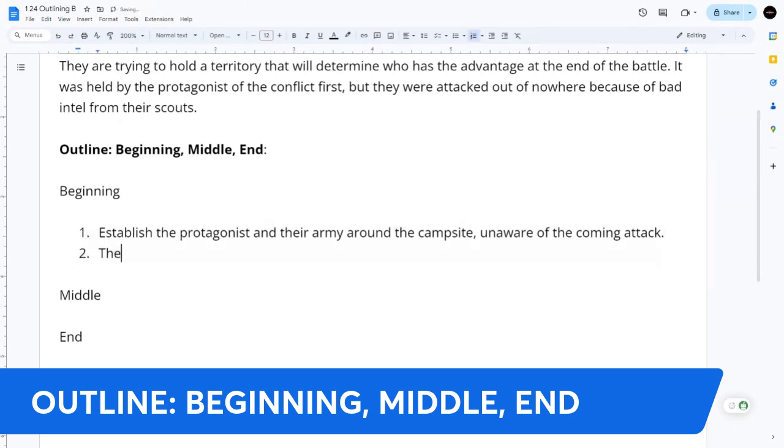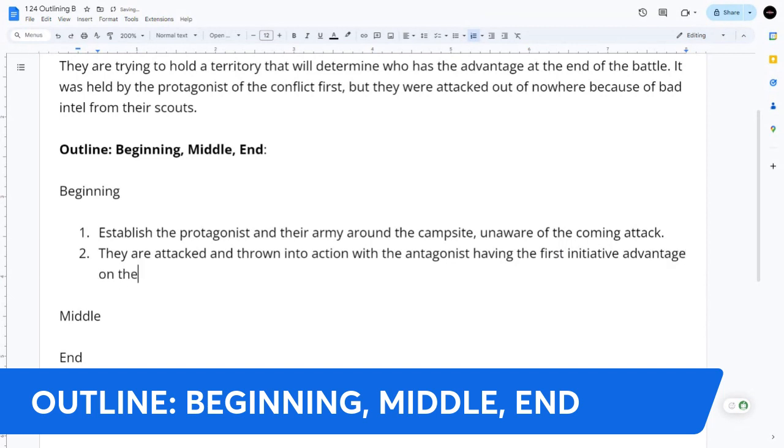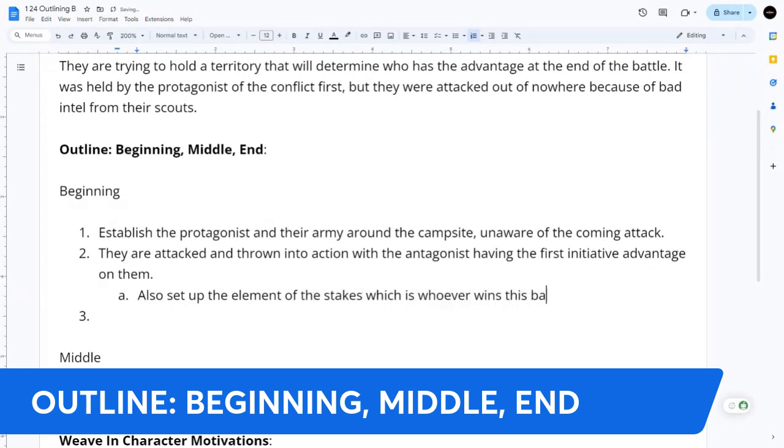The second beat is they are attacked and thrown into action with the antagonists having the first initiative advantage on them. Okay. And then number three, because remember, every chapter also needs a beginning, a middle, and end, also set up the element of the stakes, which is whoever wins this battle will have the overall advantage to win the war.